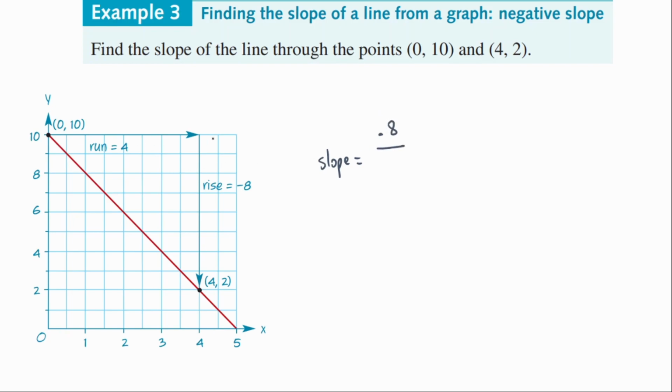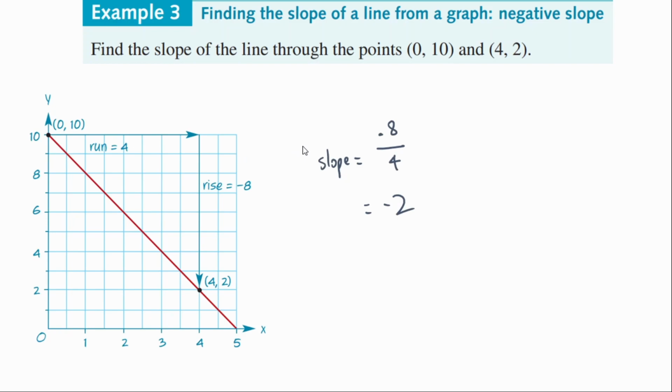And we're going to the right, so that's still positive. If you're going to the left, that'll be negative. But we're going to the right 1, 2, 3, 4 places. So that's my rise, that's my run. Divide the 2 and you get a value of negative 2.